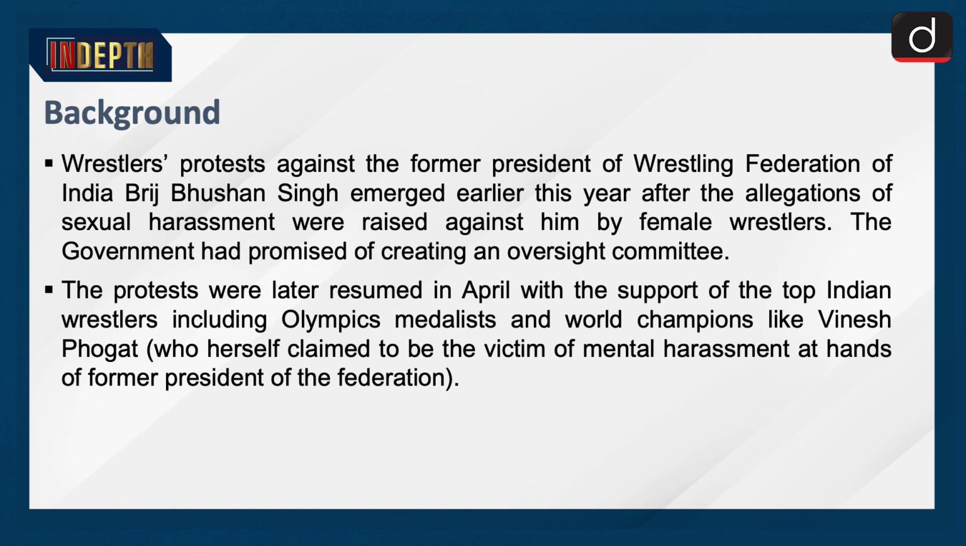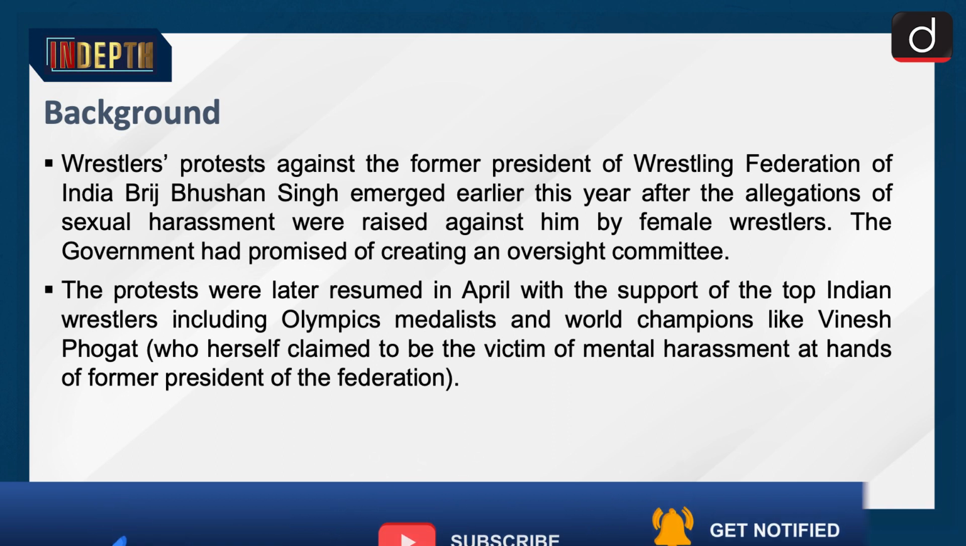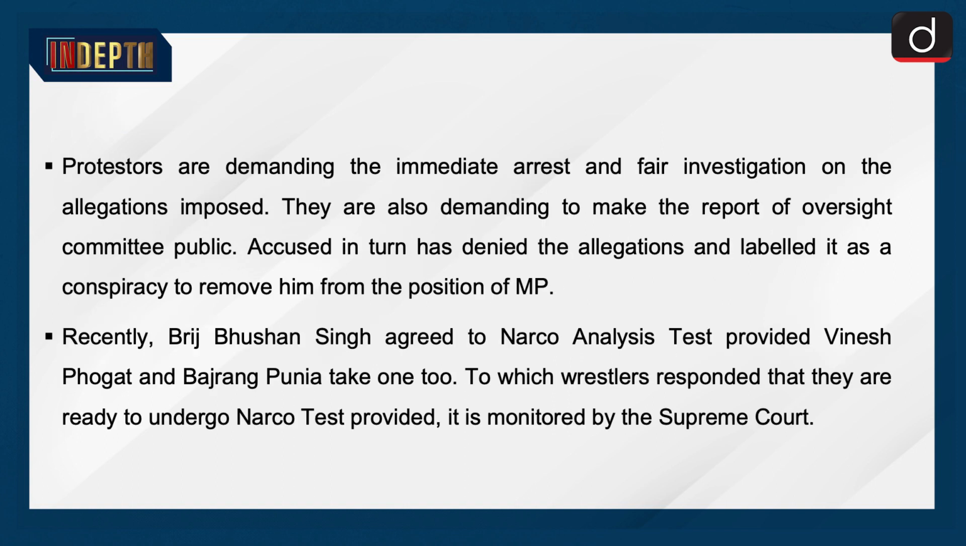Wrestlers' protest against the former president of Wrestling Federation of India, Brij Bhushan Singh, emerged earlier this year after the allegations of sexual harassment were raised against him by female wrestlers. The government had promised of creating an oversight committee. The protests were later resumed in April with the support of the top Indian wrestlers, including Olympics medalists and world champions like Vinesh Phogat, who herself claimed to be the victim of mental harassment at hands of former president of the federation.